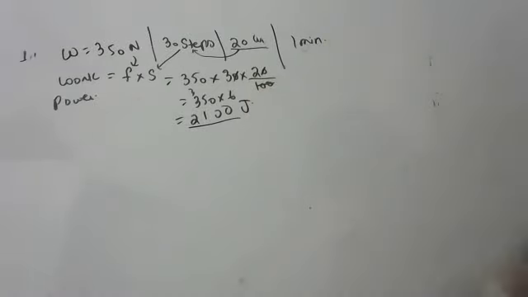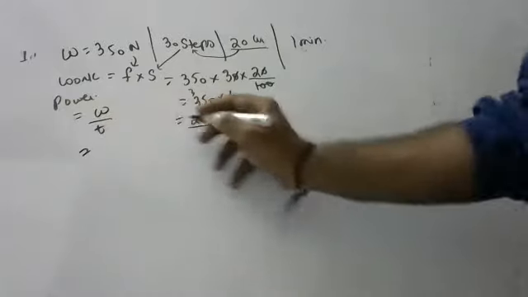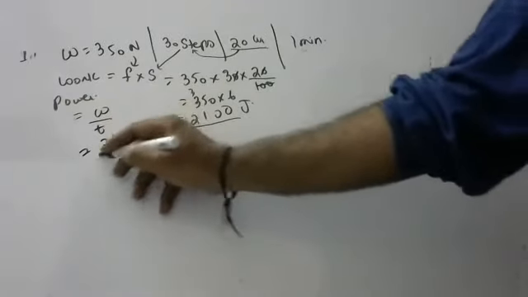2100 joules of work is done. Now we also ask power, children. Power is equal to work by time, children. So already we got work is 2100. How much is the time?